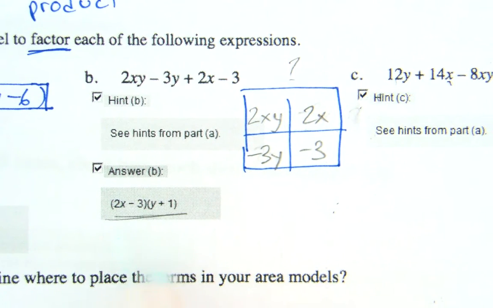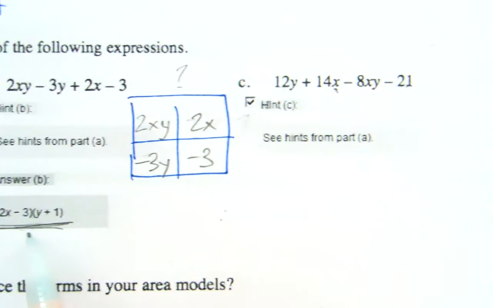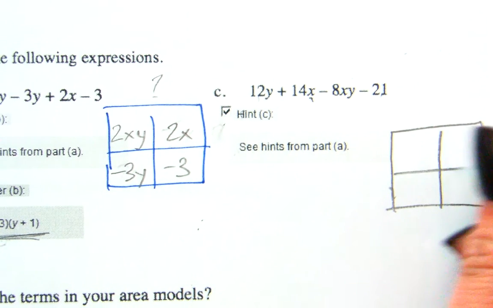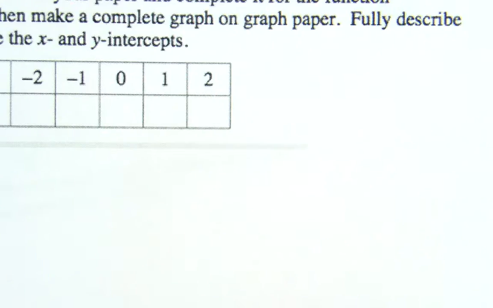And your product is right here, so I mean your answer, your factored form of that expression is down here, so please look at it, see if it makes sense. Okay, and then the same thing for part C. Plug them in, see what works. Okay, and then 76 is really easy.